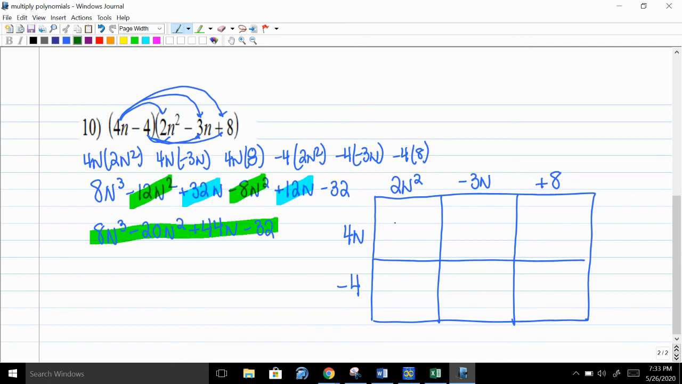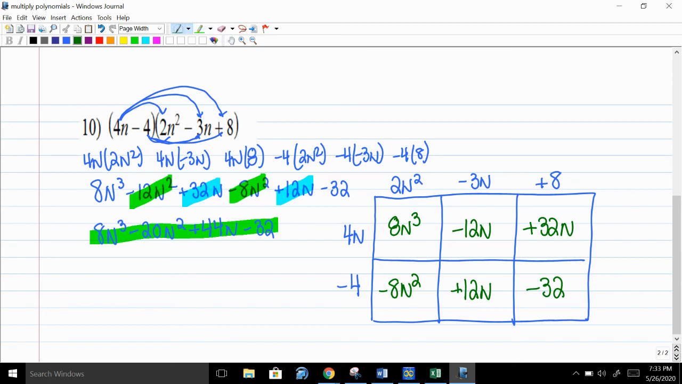So this would still be, and again, I'm not going to go through all the numbers, but you're going to have 8n to the third power there. You're going to have negative 12n there. You're going to have positive 32n there. This is going to be negative 8n squared. These are all the same numbers I got to the left there. This is positive 12n, and this is negative 32. And when you look for your like terms, I said earlier, they're going to be in the diagonal. It's no different here. You're still going to have like terms in the diagonal.